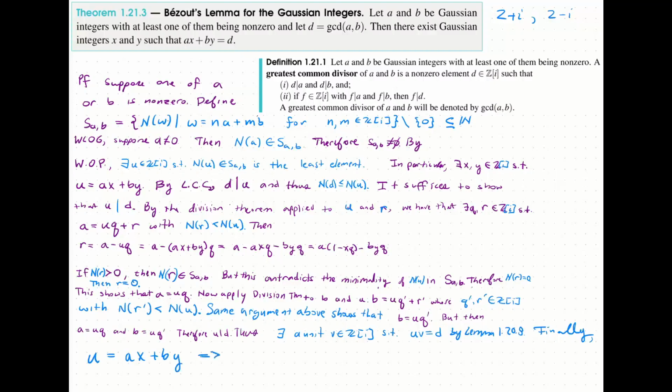Now we multiply both sides by V, and we get D is equal to U V, which is equal to A times X times V plus B times Y times B. And so these here are our desired X and Y. And so now that concludes Bezout's lemma. But notice that once we put it in this way, what we really see is that we have just gone ahead and made revisions where necessary to the argument. Morally, this is the same argument we gave at the beginning of the term, just adjusted for the Gaussian integers.